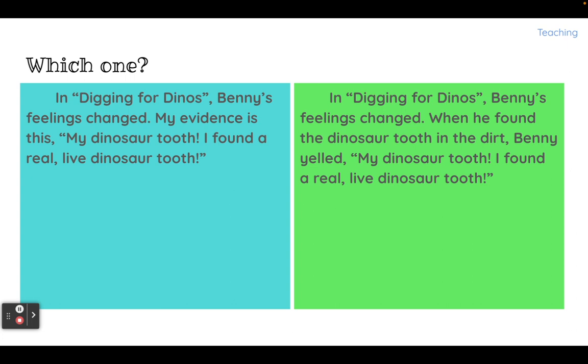In digging for dinos, Benny's feelings changed. When he found the dinosaur tooth in the dirt, Benny yelled, "My dinosaur tooth! I found a real, live dinosaur tooth!" So, what changed? Yeah, I gave you that part. The when he found the dinosaur tooth in the dirt. So, I was explaining to you what happened so that you understood why he was yelling that out, right? And I directly quoted what he said.